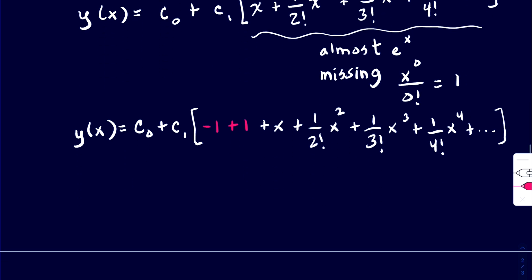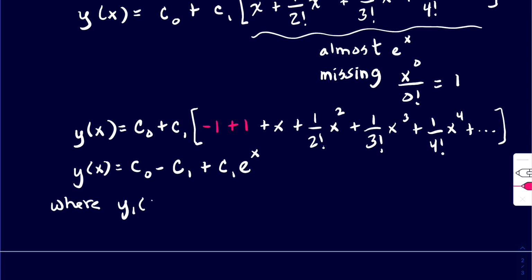So, okay, that's going to give us y at x is equal to c sub 0 minus c1 plus c1 e to the x, where y1 at x is equal to c0 and y2 at x is equal to negative c1 plus c1 e to the x.